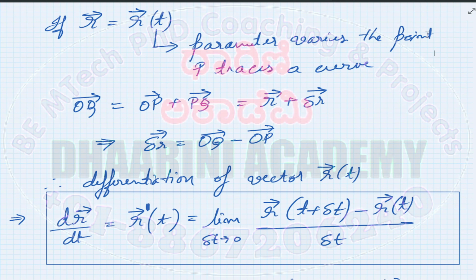R dash of t is nothing but the limit as delta t tends to 0. It's the same definition we have used for differentiation. When t changes to t plus delta t, we have r vector becoming r vector of t plus delta t. So the right-hand side is the limit as delta t tends to 0 of r vector of t plus delta t minus r vector of t, whole divided by delta t. So using the basic definition of differentiation, if the vector r is a function of time, I will be able to differentiate it with respect to time. This is just because the coordinates using which I represent that vector are functions of time. That's all. So we can define that in a very simple way.